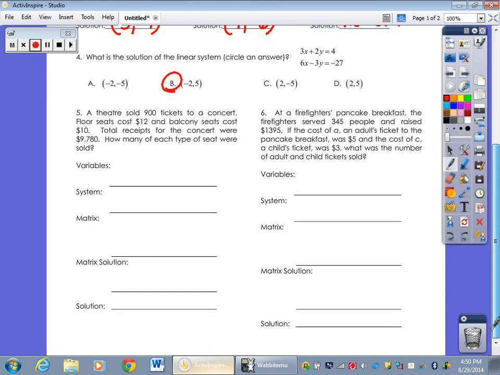Okay, down at the bottom, we have a word problem. We've got to set it up first. Let's figure out what our variables are. The question states how many of each type of seat were sold. So we know that our variables have to be the types of seats. That's what we don't know. So we have floor seats and we have balcony seats. So I'm going to let F be equal to the number of floor seats, and I'm going to let B be equal to the number of balcony seats.